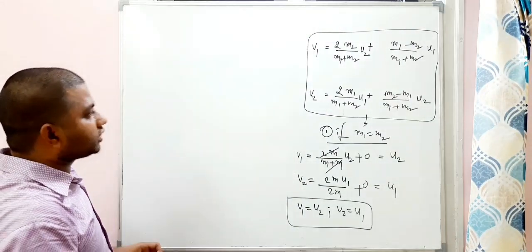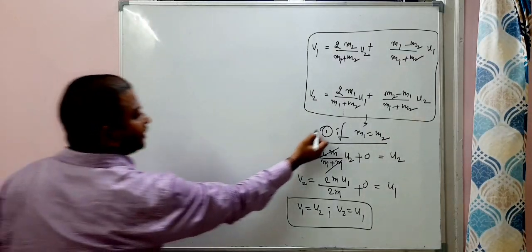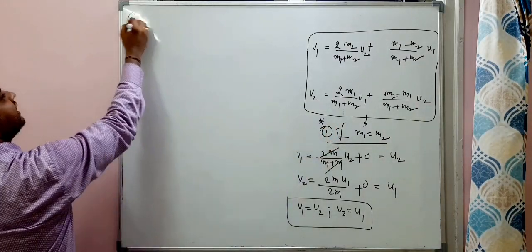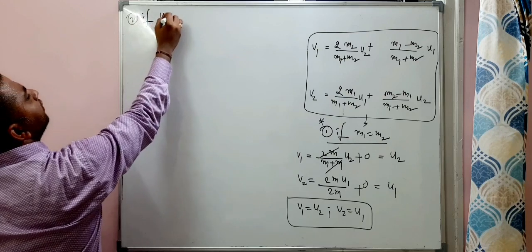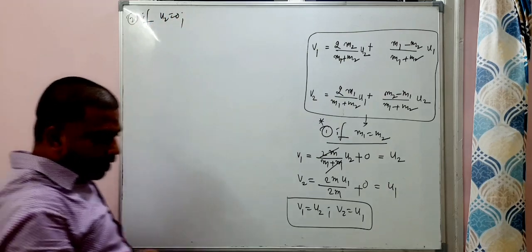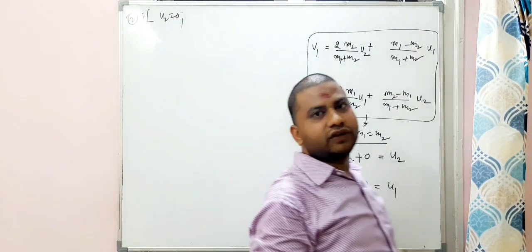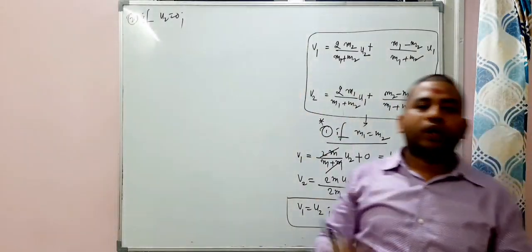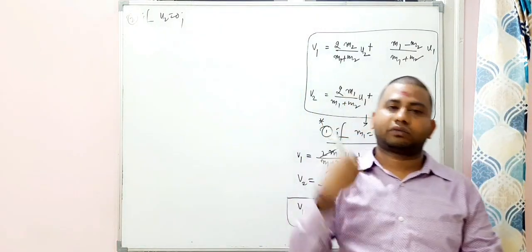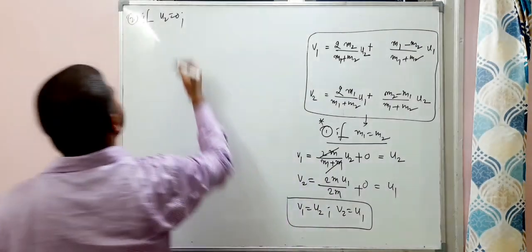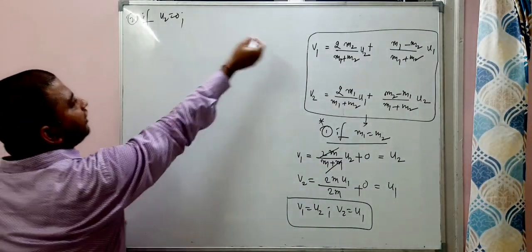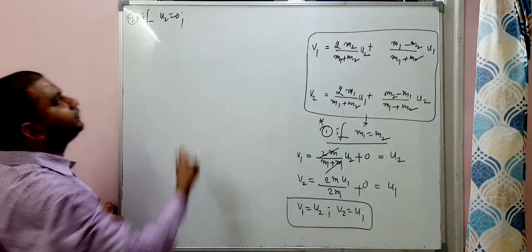Alright, look at the situation. See the first case. And the second case is, imagine the second body is at rest. 99% of the questions will be asked based on this, when the second body is at rest. So when the second body is at rest, your v1 and v2 expressions will become like this.